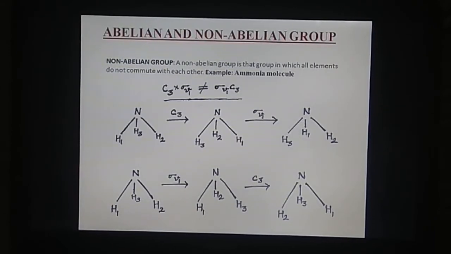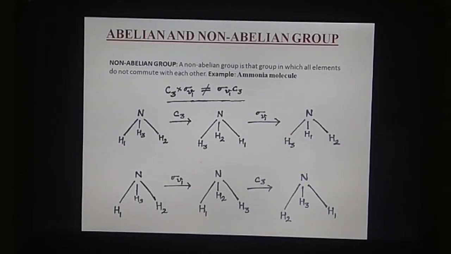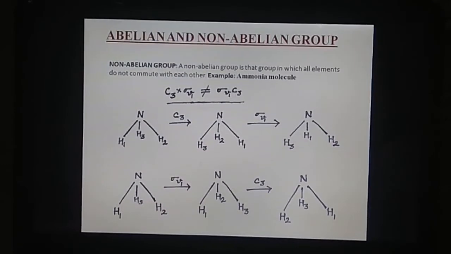Let's take the example of ammonia molecule. In ammonia molecule, the result of the combination of C3 with sigma V1 is not equal to the result if the order reverses. For example, firstly in C3 symmetry operation, an axis is passed through the center of nitrogen and all the three hydrogens are changing their position. Now you can clearly see here H1 is at this position after C3 symmetry operation. Here it is H2, here it is H3.